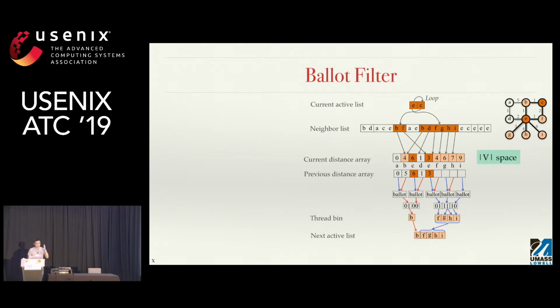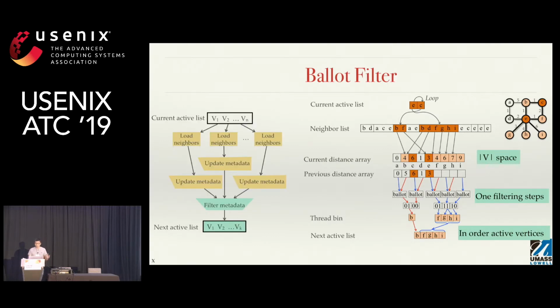So I'm giving you a summarization first. We only use V space because we do not have to construct the active neighbor list. And second, we use one filter step in order to generate an in-order active vertex list. To summarize, we do not have to construct the active neighbor list as before. We basically know the neighbors and directly go ahead and update the metadata. Then you scan the metadata in order to generate active vertices, and the active vertices are also in order.